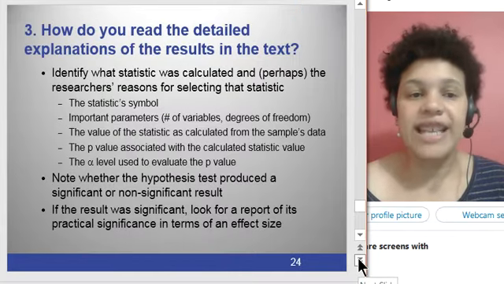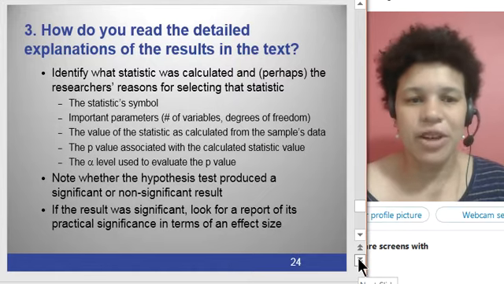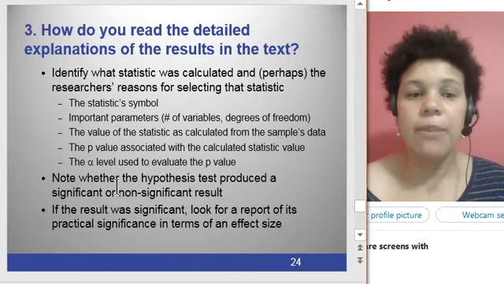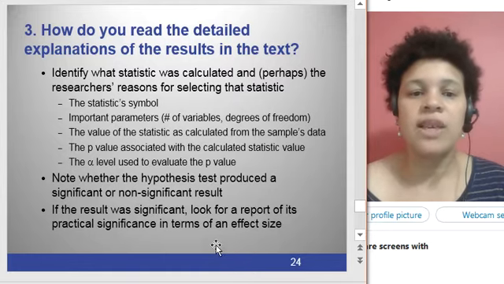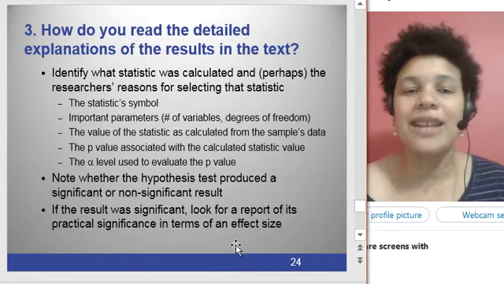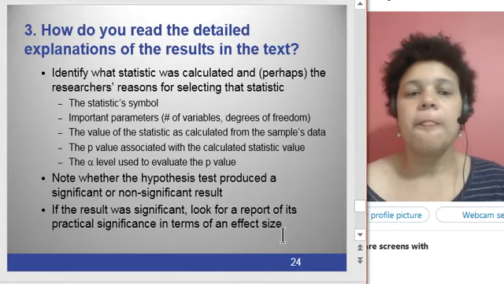So then reading the detailed explanations. Identifying what statistic was calculated and perhaps the research reasons for selecting that statistic, not that important. Noting whether the hypothesis test produced a significant or non-significant result. Very important. If the result was significant, looking for a report of the practical significance in terms of an effect size.